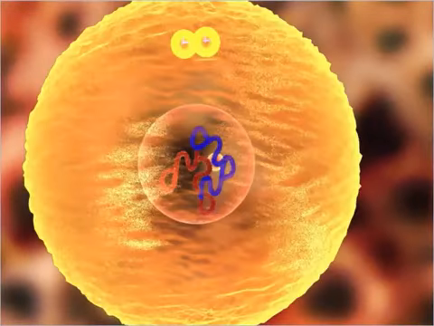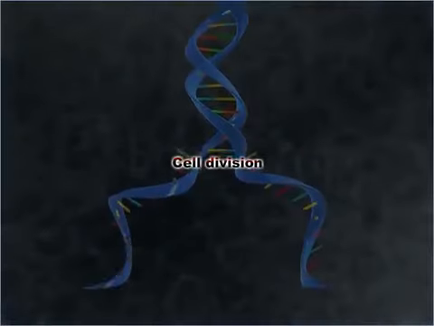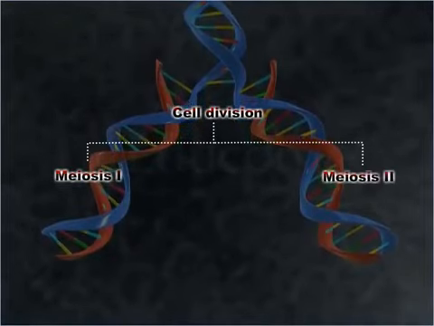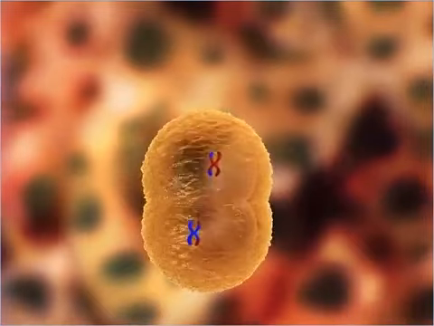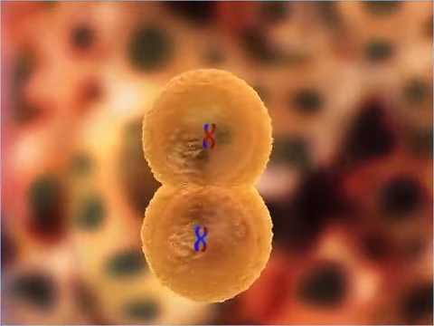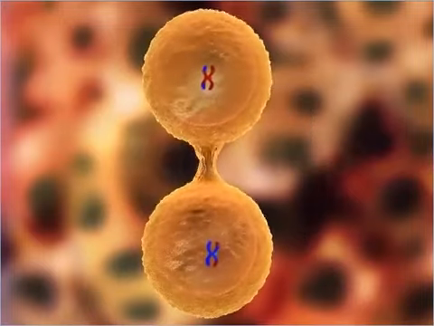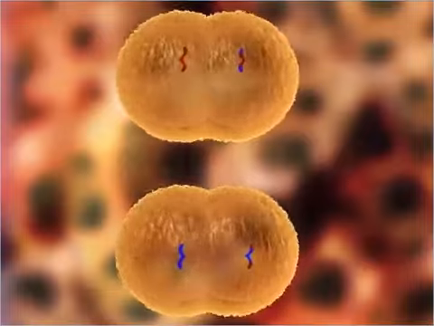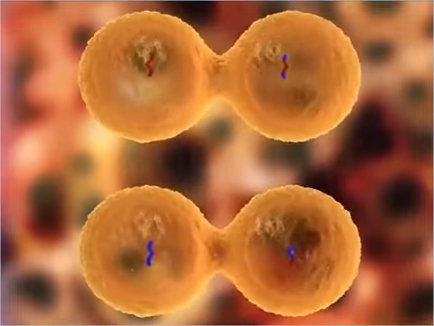Meiosis involves a single round of DNA replication followed by two cell divisions, meiosis I and meiosis II. The entire process of meiosis results in the formation of 4 haploid daughter cells with half the chromosome number as that present in the diploid parent cell. However, after fertilization occurs, the chromosome number gets restored.